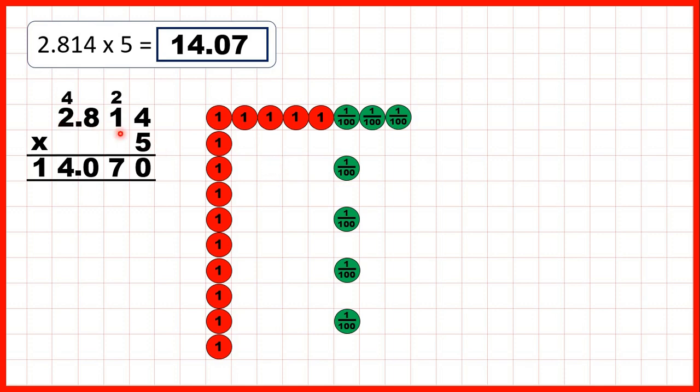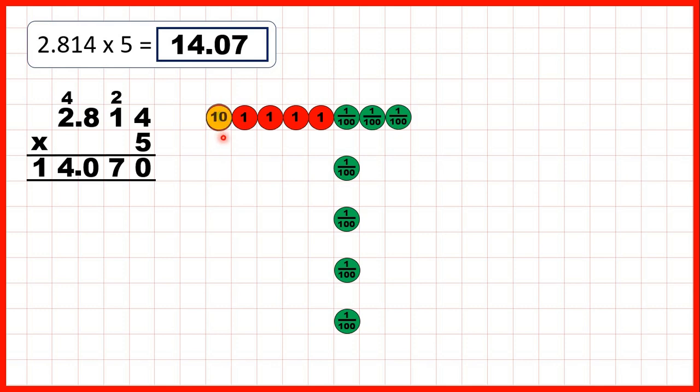Then we did 2 times 5 plus 4, and we have 14. There are 14 ones here, and 10 of those ones can be exchanged for 1 ten. So that gives us 14.07 because we have 1 ten, 4 ones, 0 tenths, and 7 hundredths.